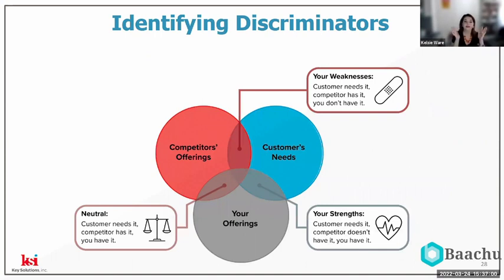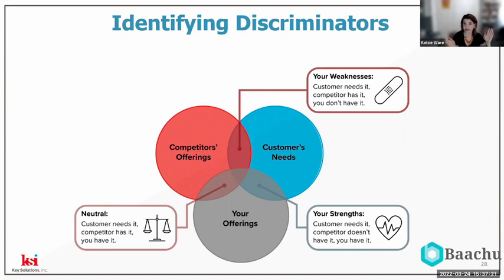And this is just the easiest way to think about it if you can't figure out what your discriminators or differentiators are. If you're trying to figure out if it's a differentiator or discriminator, the easiest way to think about it is this Venn diagram. So if it's something that your competitor can offer and you can offer, it's neutral, right?